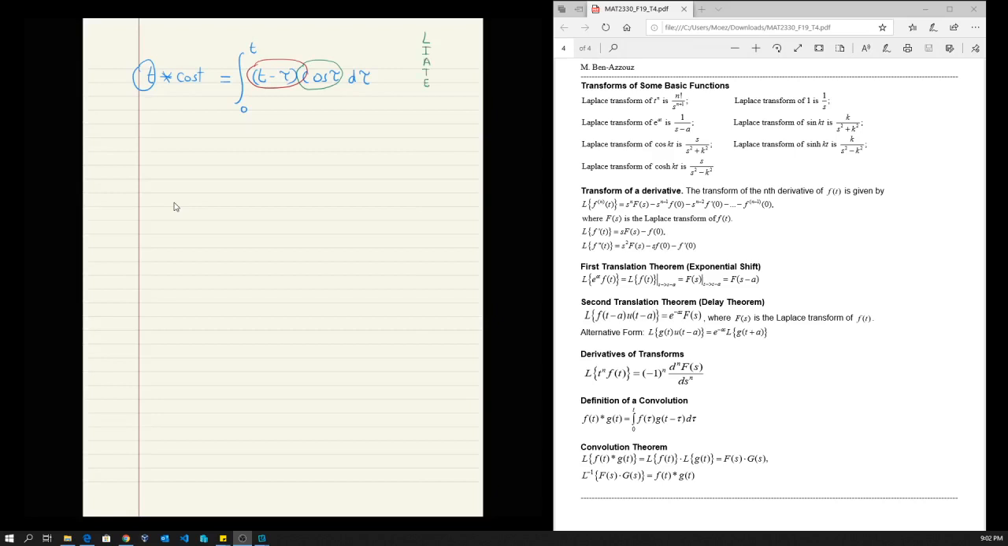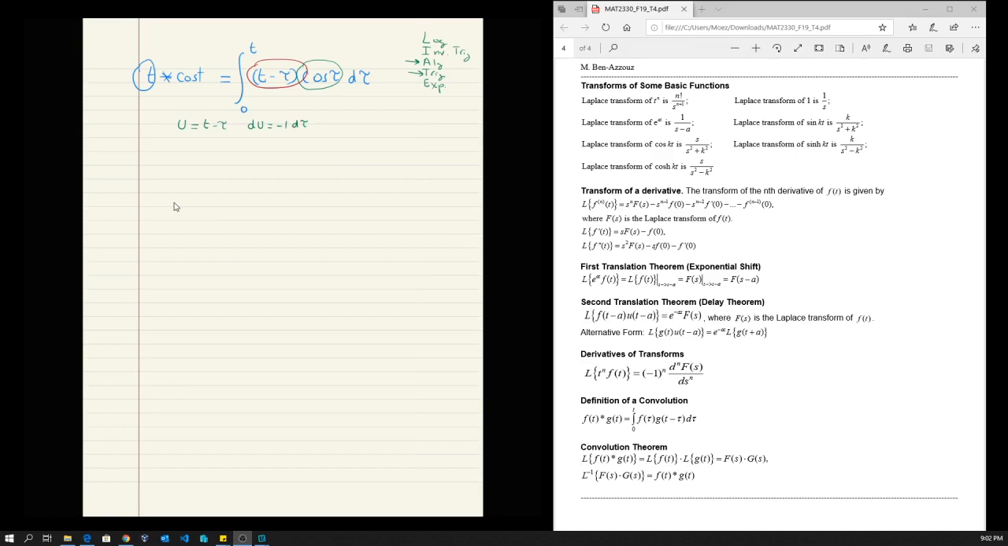L-I-A-T-E. L is for logarithmic, this is for inverse trig, this is for algebraic, this is for trig, this is for exponential. Then we know that if you have an algebraic function, check, and a trig function, check. The one that's higher on that list is the one you should let u equal. So I'm going to let u equal t minus tau. So du will be -1 d tau, because remember we're deriving with respect to tau, not t.